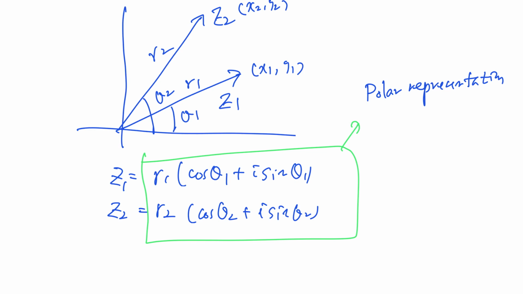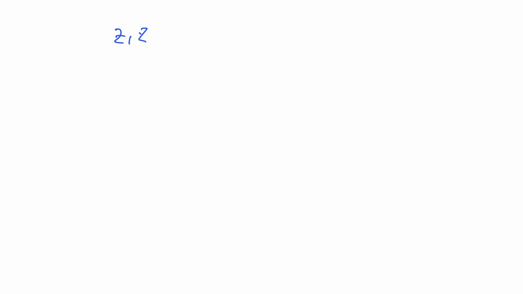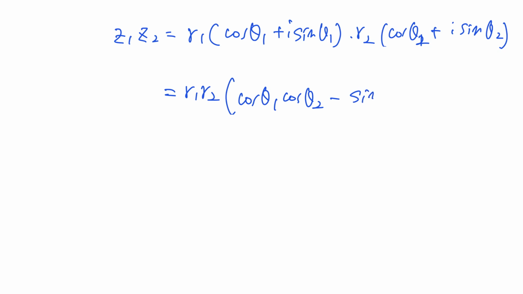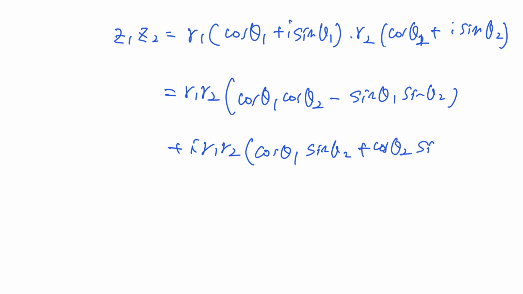So if we multiply 2 complex numbers in polar coordinates, then z1 z2 can be represented as r1 (cosine theta 1 plus i sine theta 1) times r2 (cosine theta 2 plus i sine theta 2), which is r1 r2 [(cosine theta 1 cosine theta 2 minus sine theta 1 sine theta 2) plus i (cosine theta 1 sine theta 2 plus cosine theta 2 sine theta 1)].